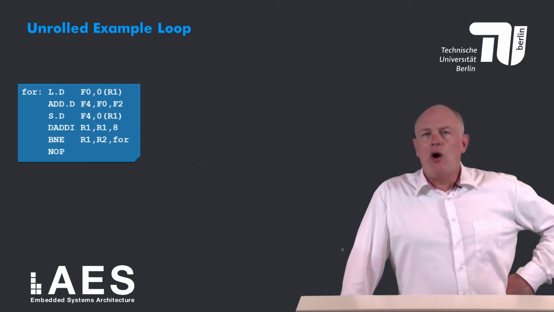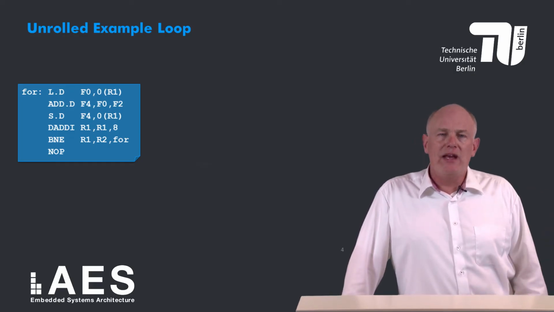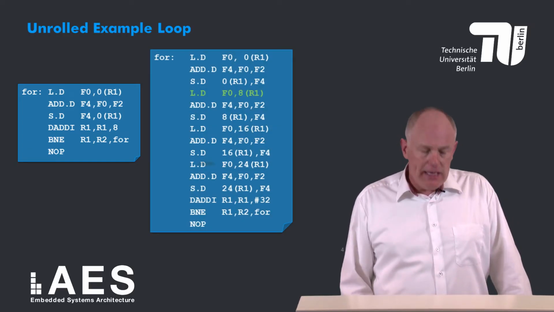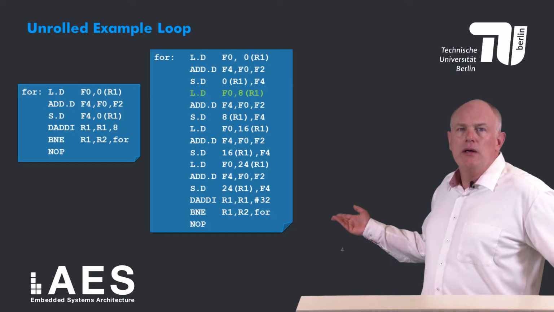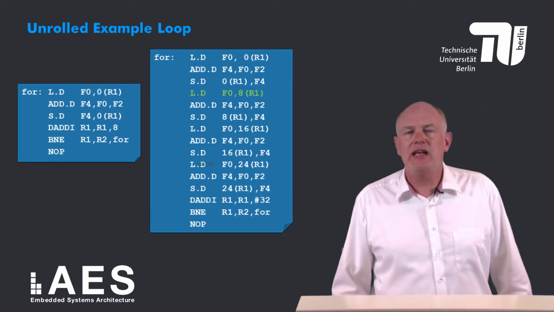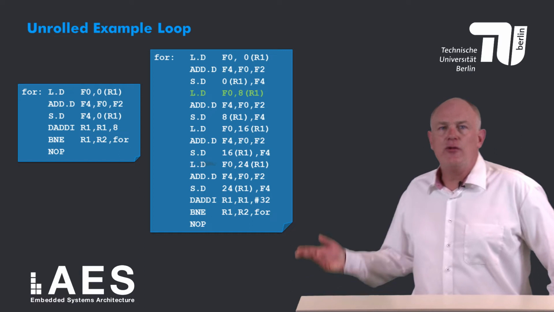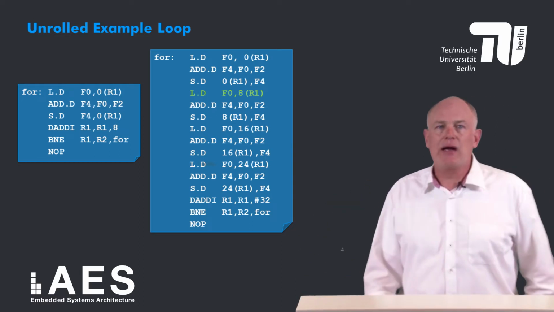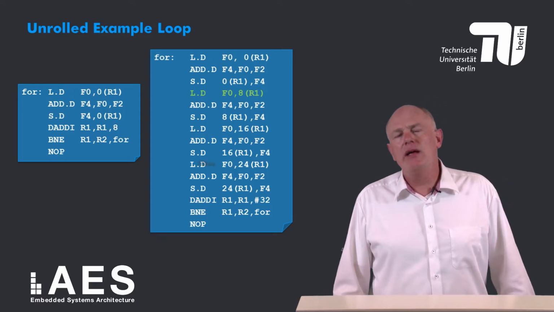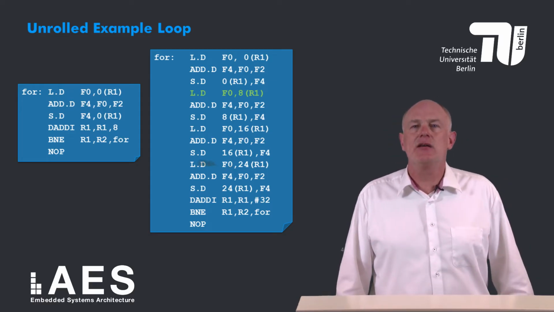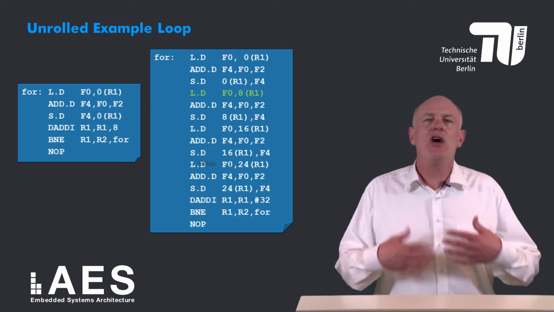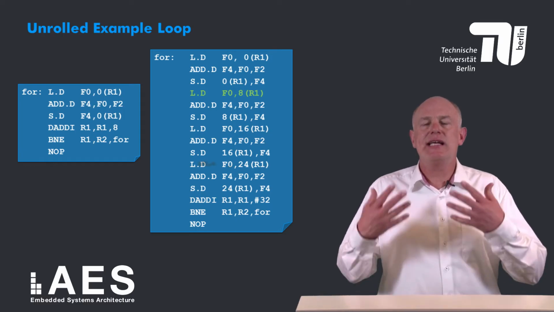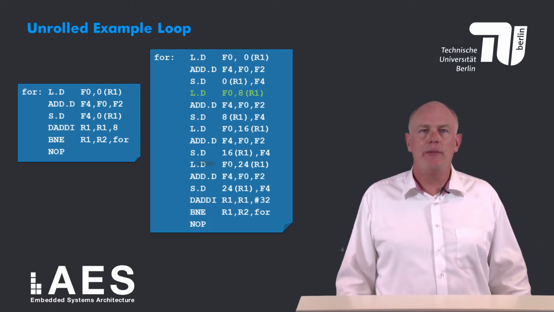Let us now look at how the example assembly loop will be unrolled and executed. This is again our example assembly loop, and this is how the loop looks like if it is unrolled by a factor of 4. 4 times we load an element of x, add the scalar to it, and then store back the new value to memory. The only difference between each instance of load double and store double is the offset. It is 0 for x[i], 8 for x[i+1], 16 for x[i+2], and so on.